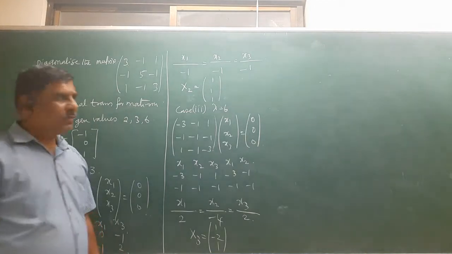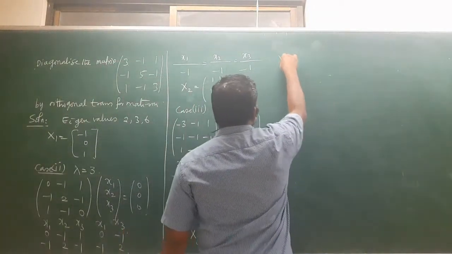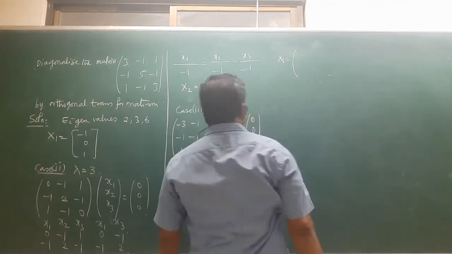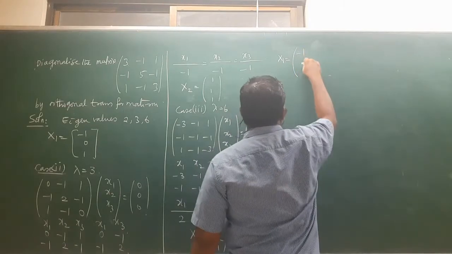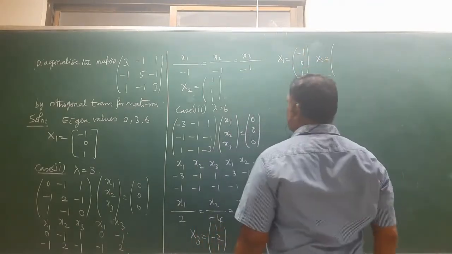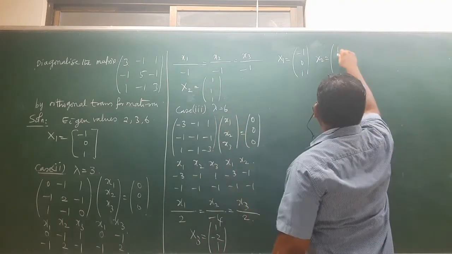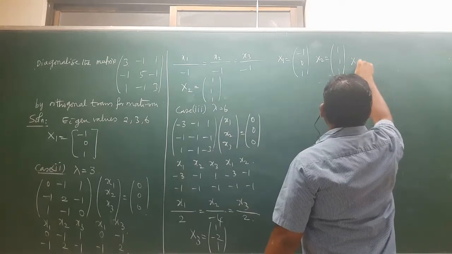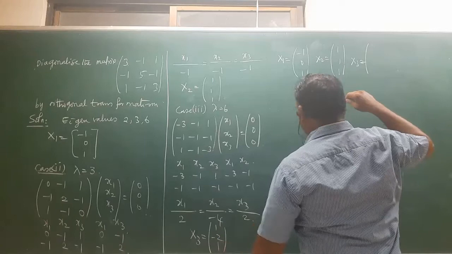So what are the three eigenvectors here? x1 is minus 1, 0, 1. x2 here is 1, 1, 1. x3 is 1, minus 2, 1.